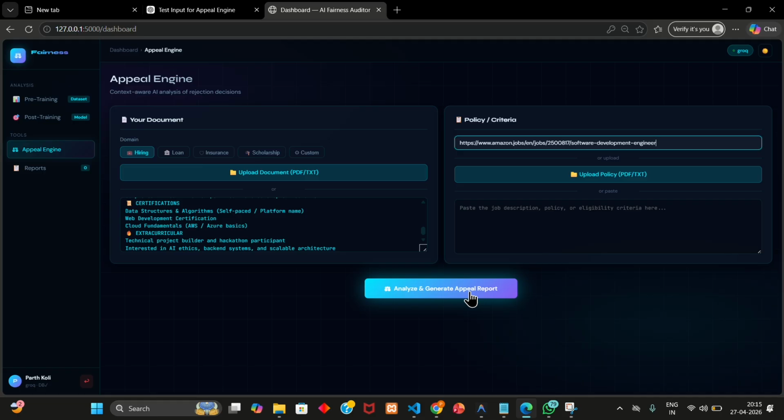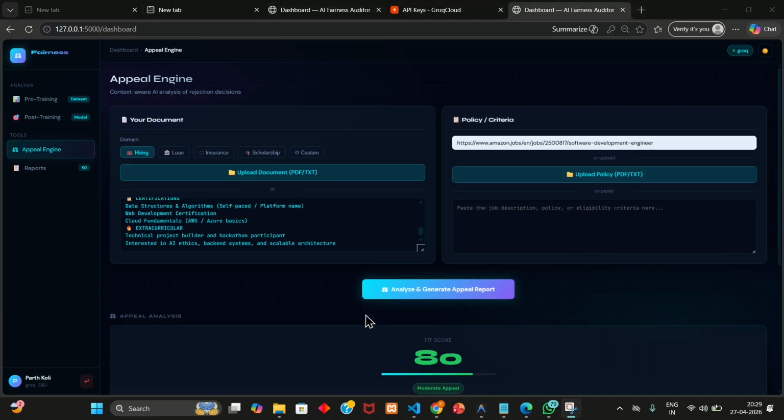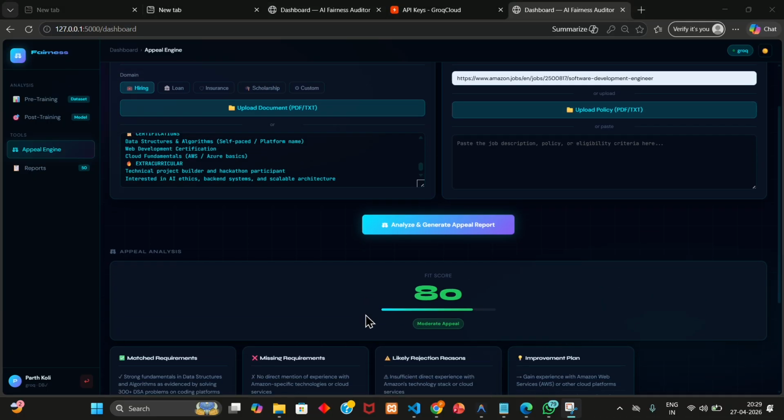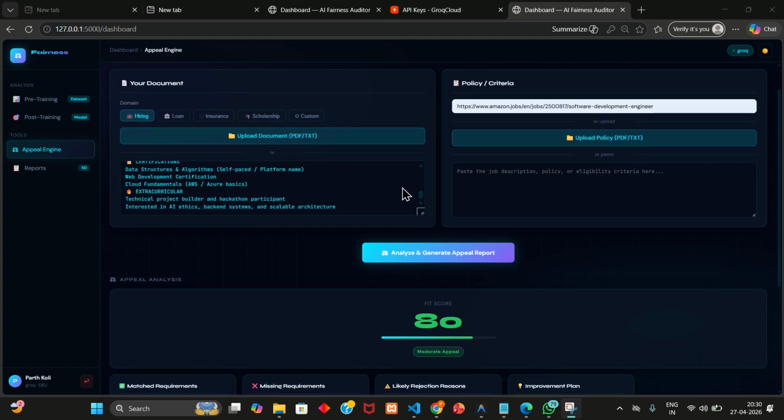Or what is the chance that my resume will be selected? We see that there is an 80% approval score based on the resume. It shows matched requirements and missing requirements, such as no direct mention of any experience with Amazon or cloud services. So it properly explains what requirements should be in your resume so that you can change it, which will increase your chance to get an interview at Amazon due to the high ATS score.